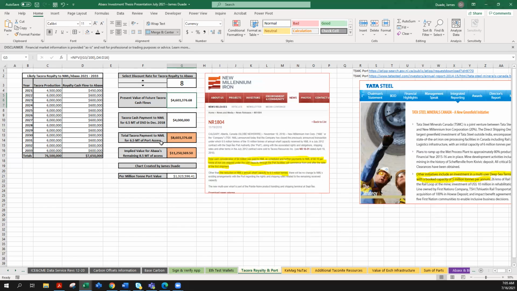Then Abaxx also still owns 8.5 million tons of port access that's not being used right now that they could theoretically sell. So this calculation basically says, based off of the previous port sale and the port royalty, what would this value be? It effectively adds in the per million ton port value multiplied by 8.5 plus the potential for a royalty stream on those tons. And so that gives you 11.25 million Canadian. So that goes into our sum of the parts as well.